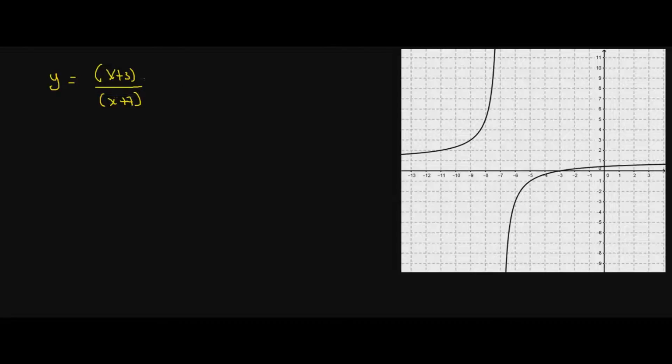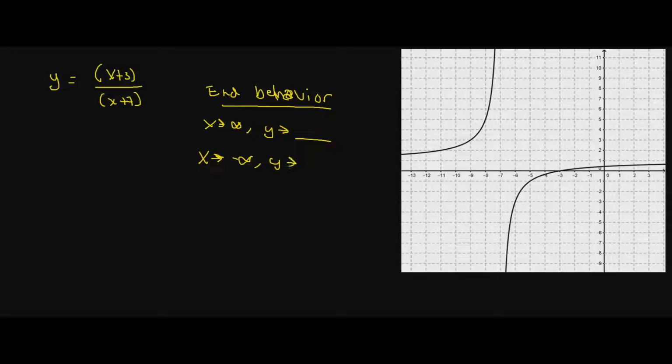We want to find the horizontal asymptotes. In order to find the horizontal asymptote, that's actually the same thing as the end behavior. So basically, it's what happens as x approaches infinity, what happens to our y values, and as x approaches negative infinity, what happens to our y values.